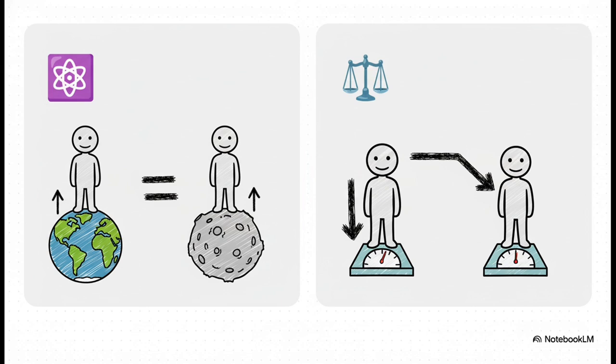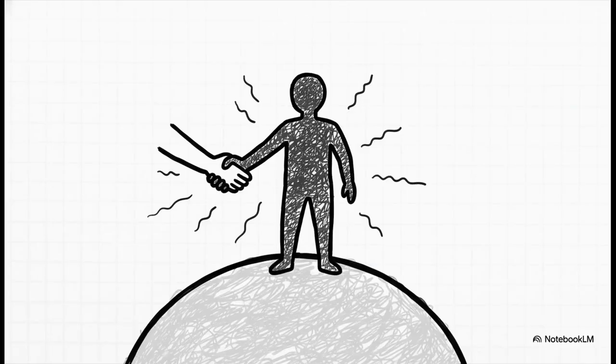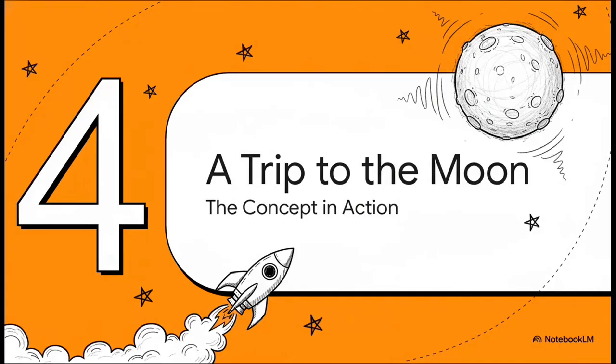Your weight, on the other hand, that's just a measurement of gravity's pull on your mass, and that can change a lot depending on where you are. To put it as simply as possible, your mass is always your mass. Your weight, that's just the local gravitational handshake between you and whatever big planet or moon you happen to be standing on. And there's no better way to really get this difference than to take a quick imaginary trip to the moon. Let's see how this whole concept plays out in the real world.